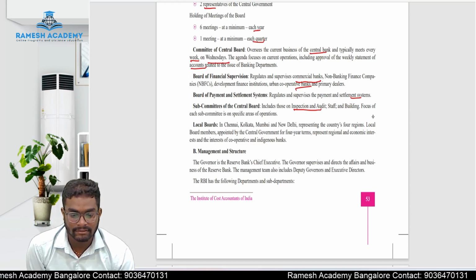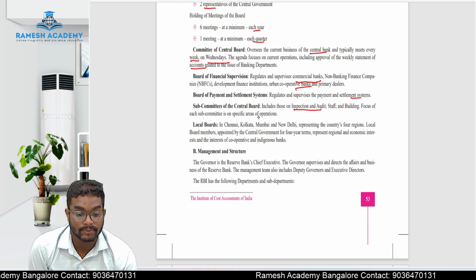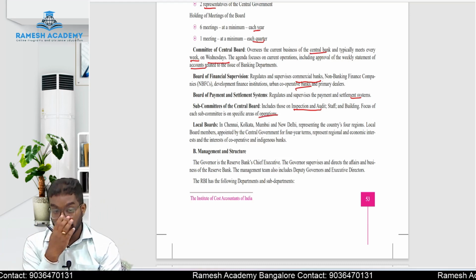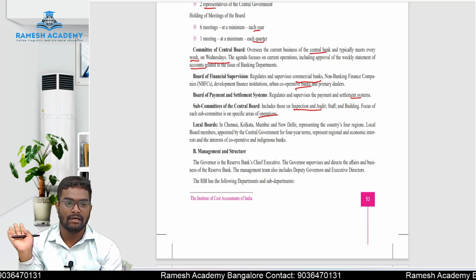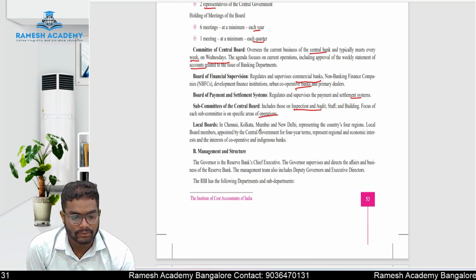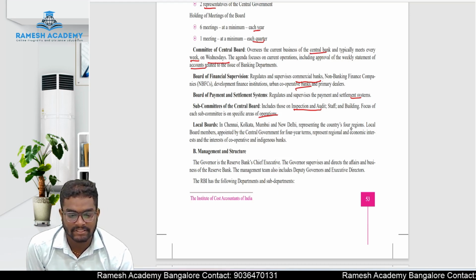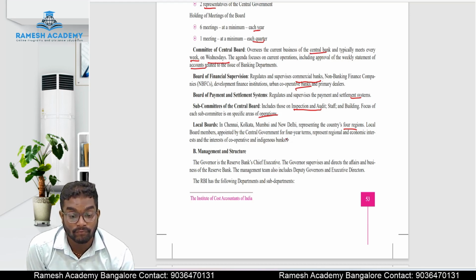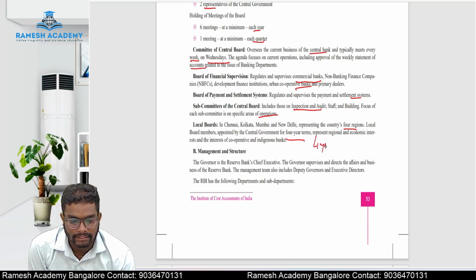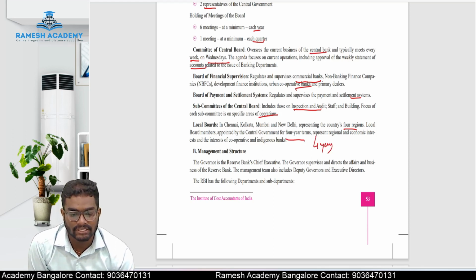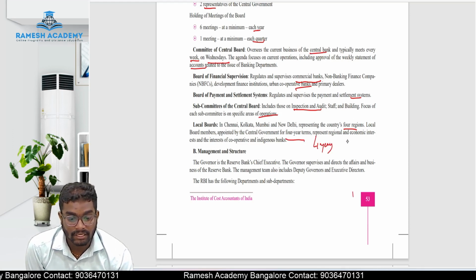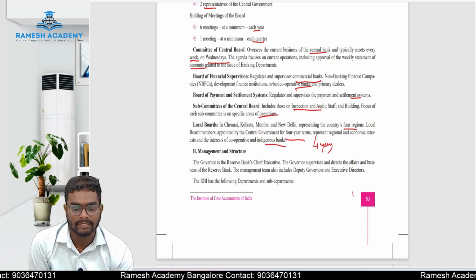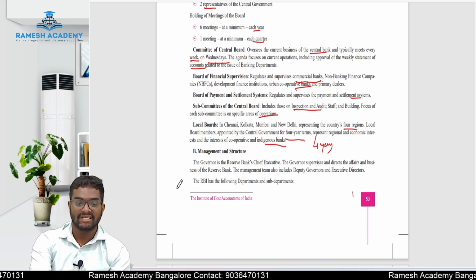Staff and building: the focus of each committee is on specific areas of operation. Each department will have operations and will perform on the basis of the agenda or task given. Local boards are in Chennai, Kolkata, Mumbai and New Delhi, representing the country's 4 regions. Local board members are appointed by the central government for 4 years. So you can write it here: the term is 4 years. They represent regional and economic interests and the interests of cooperative and indigenous banks. They will be giving their opinion based on market research.